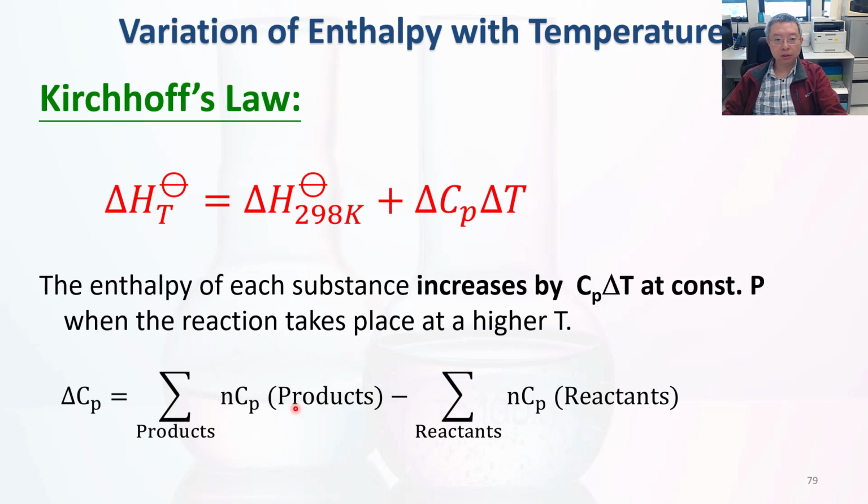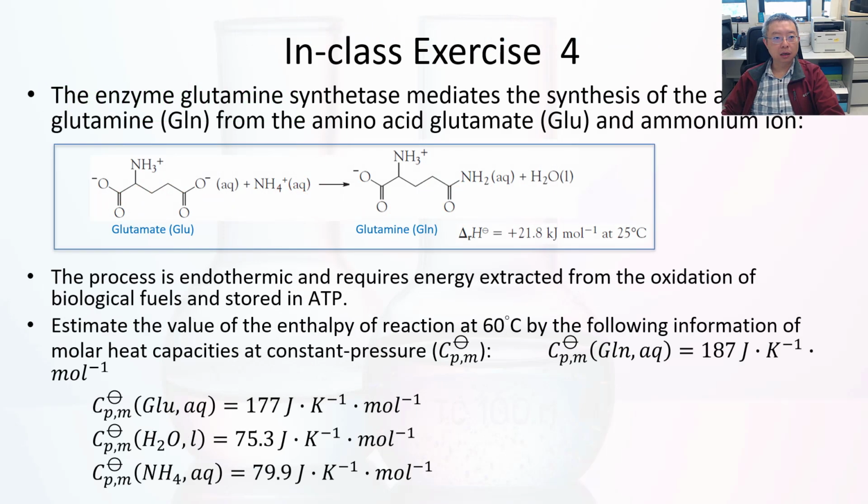Okay. Before this class finishes, I want you to do one more in-class exercise. Very simple, coming from the book. The enzyme glutamine synthetase mediates the synthesis of the amino acid glutamine from the amino acid glutamate and ammonium ions. So this chemical reaction is glutamate becoming glutamine, and it has a delta H of reaction, R meaning reaction, equal to these numbers.